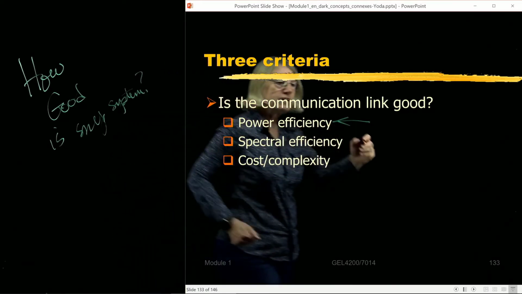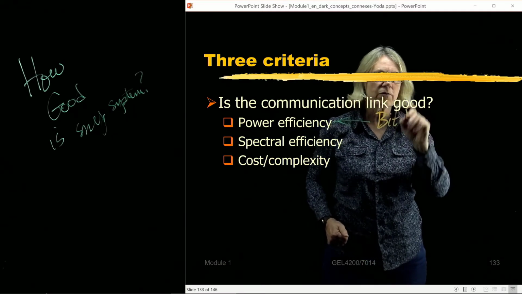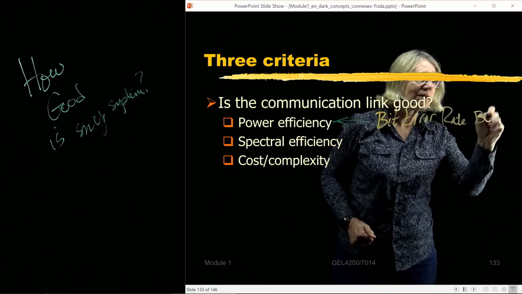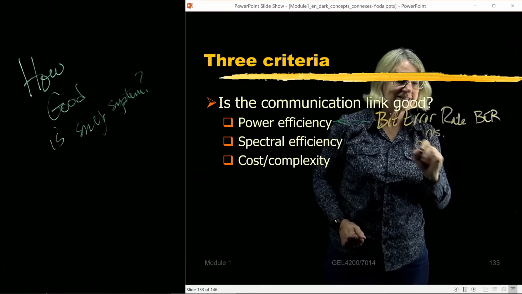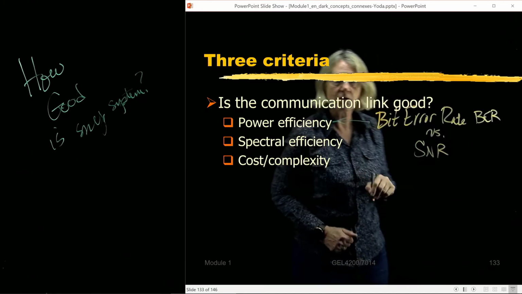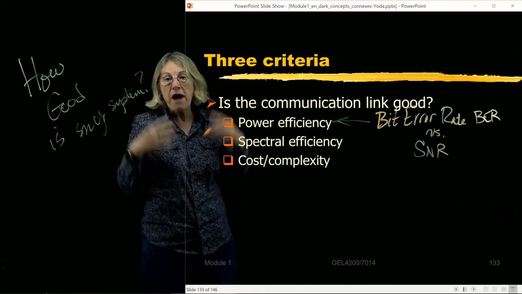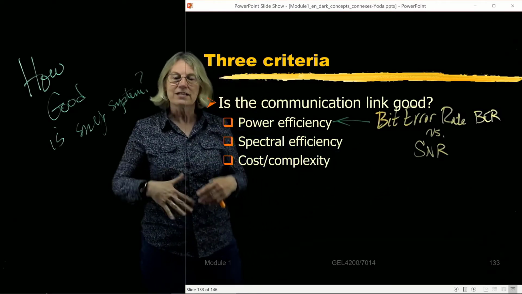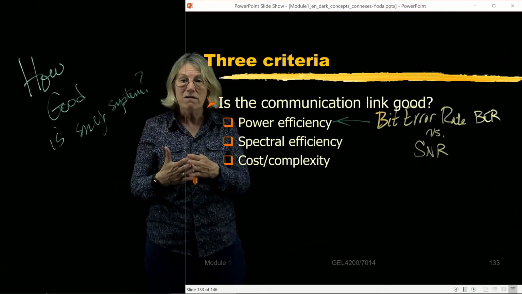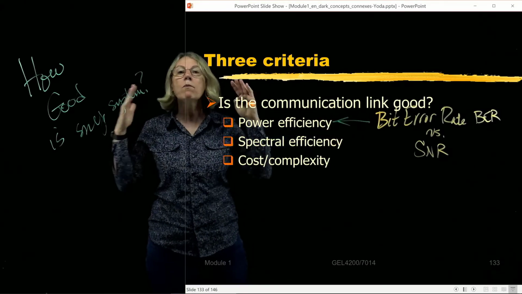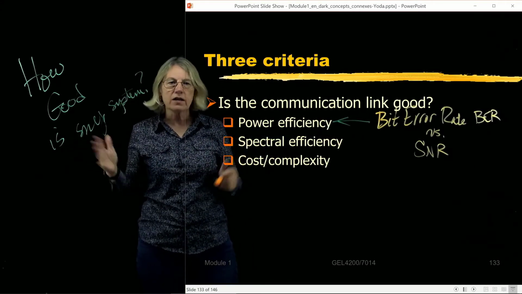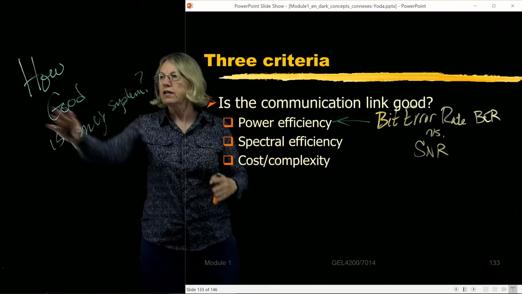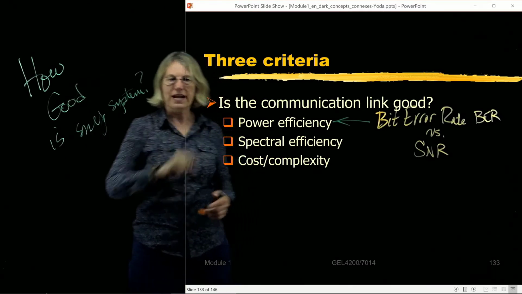And so for that, we often use something called the bit error rate, or the BER, versus SNR, which is the signal to noise ratio. So of course, if I have a more powerful signal, then the signal is a lot stronger than the noise, so the SNR is high. And so I want to know, for a given SNR, what's my bit error rate? And so that will be one of the criteria. Sometimes I call it the BER versus SNR, or sometimes I call it power efficiency. But that's certainly one way of determining how good it is.